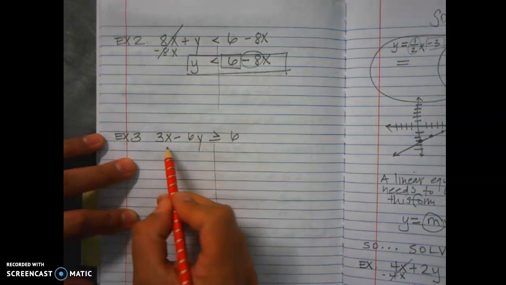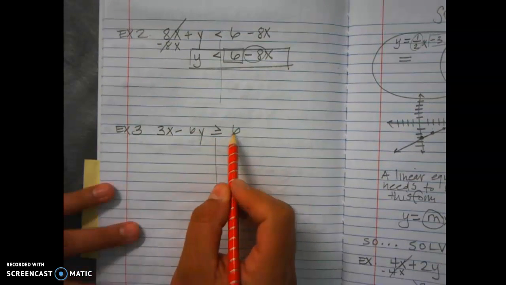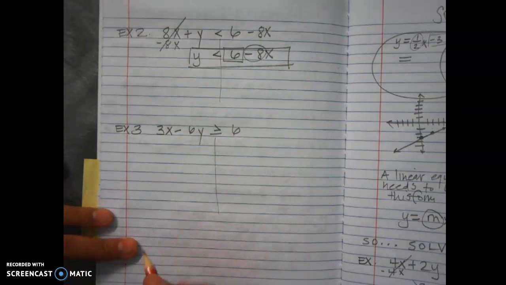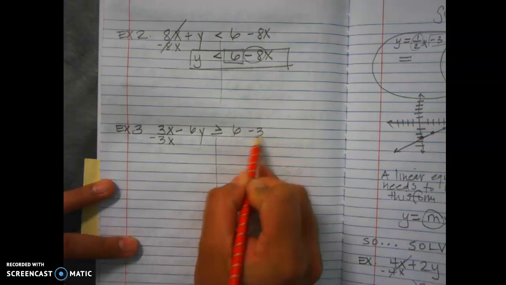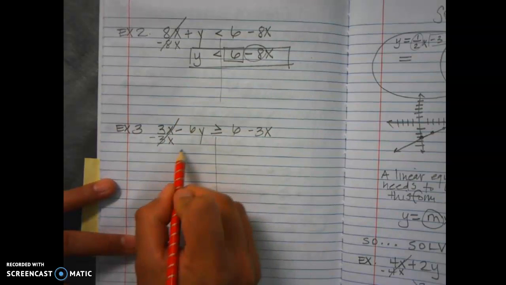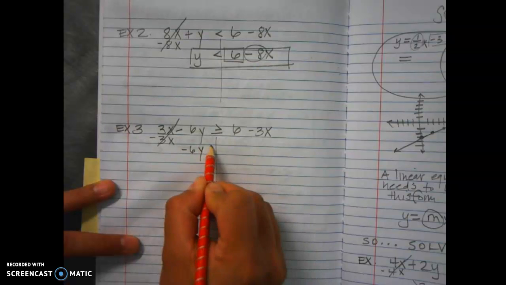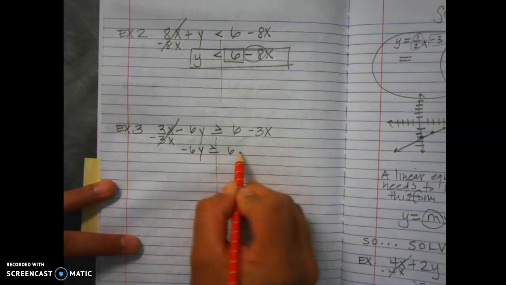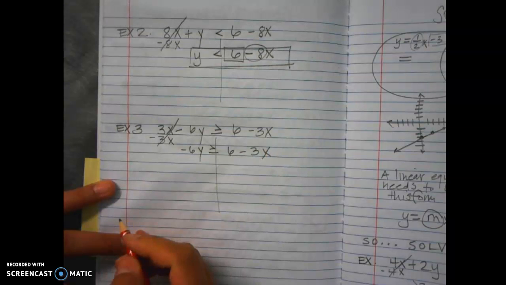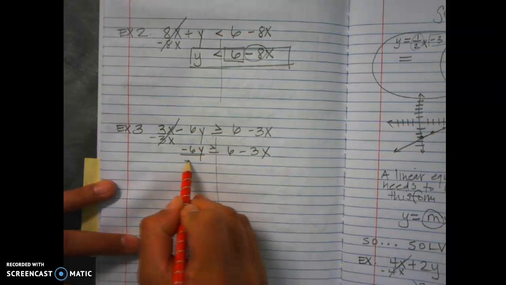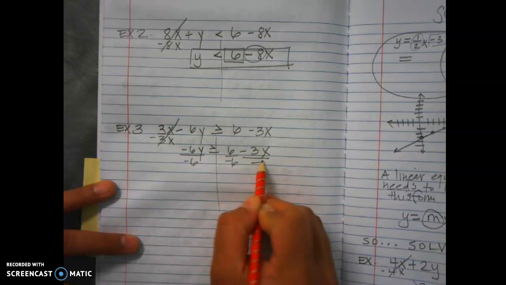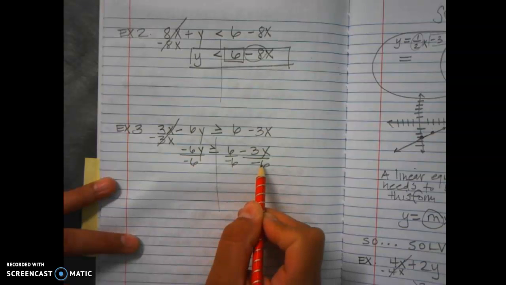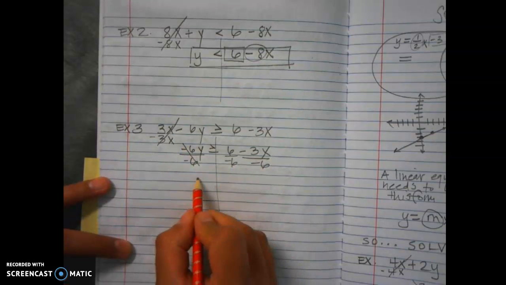The last example is 3x - 6y ≥ 6. I split up my problem. So remember our steps, move and divide. So I'm moving the x, minus 3x on both sides. I'm left with a negative 6y ≥ 6 - 3x. And then divide. So I'm dividing by the number that's with y. Divide by negative 6, divide by negative 6. This example, I separated it, okay? So I'm left with y.